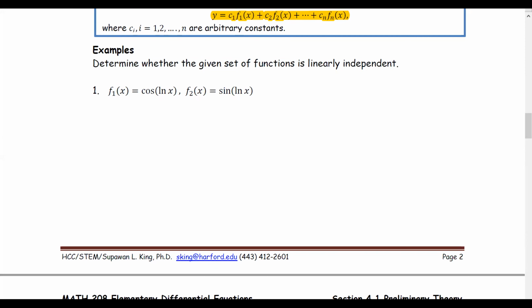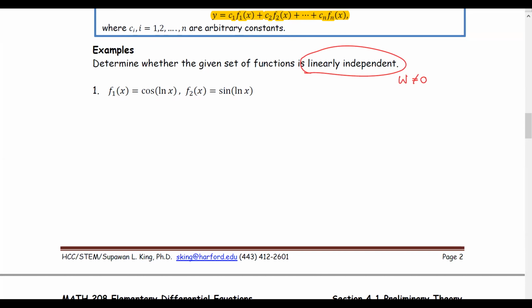Example: determine whether the given set of functions is linearly independent. To verify whether the set of functions is linearly independent or not, we check by using the Wronskian. If the Wronskian is not zero, then the set of functions is linearly independent.